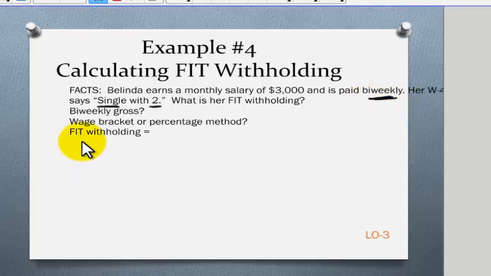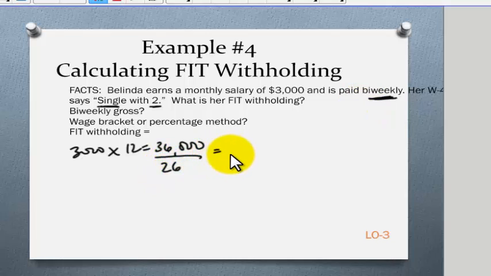Okay? So we know that her monthly salary is $3,000, so we need to calculate her annual salary before we calculate her biweekly. So 3,000 times 12 is going to give us an annual salary of $36,000, and then we can divide by how many biweekly pay periods are in a year to get her biweekly pay. There are 26 biweekly pay periods in a year, so I'm going to divide by 26, and I get a gross pay of $1,384.62.